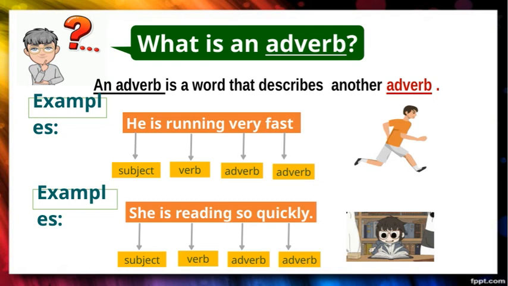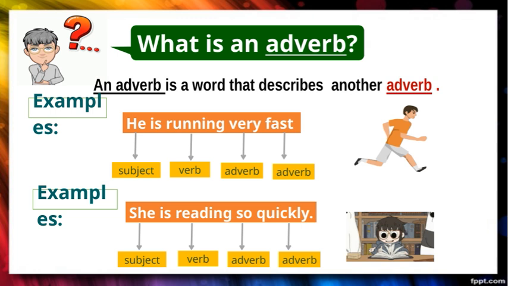Now let's take a closer look at what an adverb is. Essentially, an adverb is a word that describes another adverb. It helps give us more information about how, when, where, or to what extent something happens. For example, in the sentence, "she is reading so quickly," the word quickly is an adverb that describes how she is reading. Similarly, in the sentence, "he is running very fast," the phrase "very fast" includes an adverb, fast, which describes how he is running, and very intensifies that description.